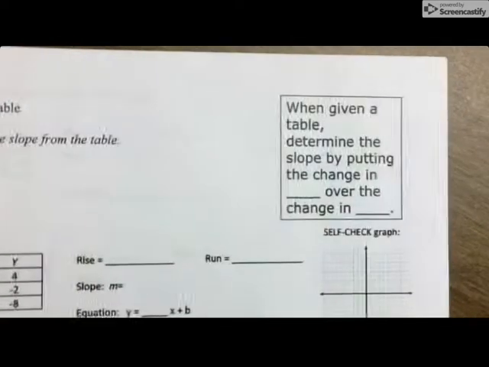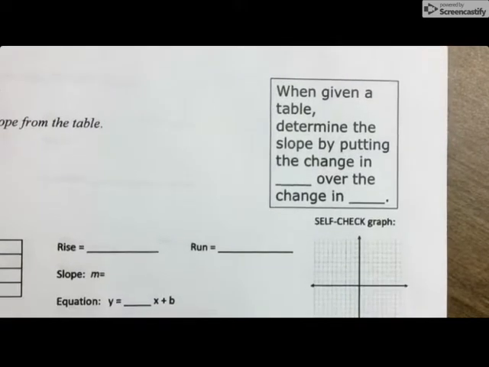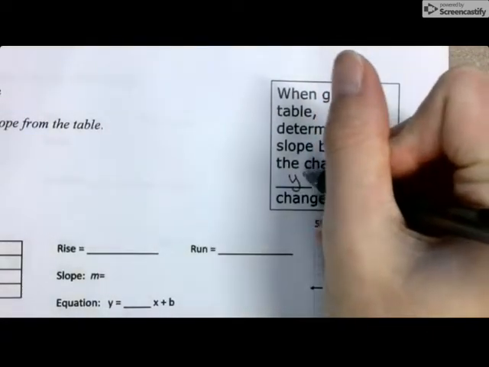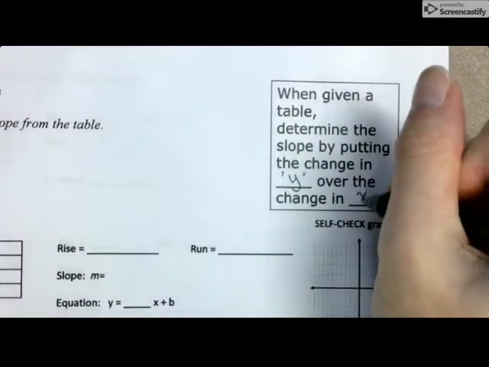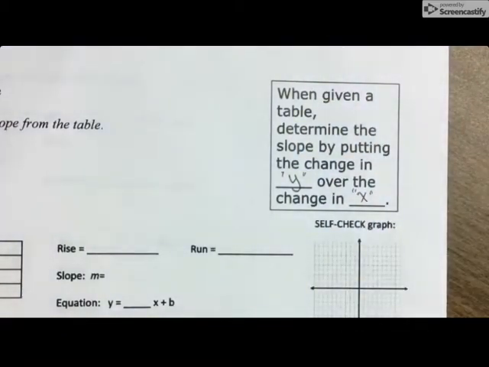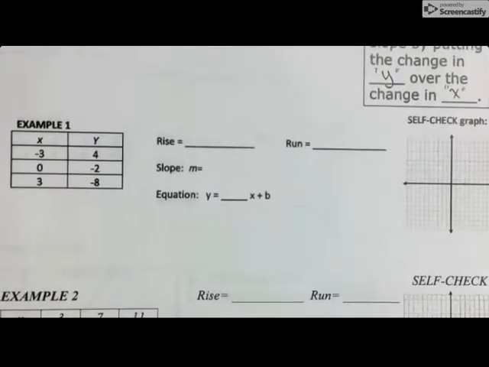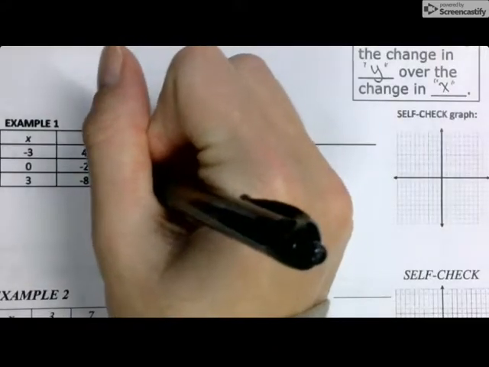So it says, when given a table, determine the slope by putting the change in y over the change in x. Change in y over the change in x, which is rise over run. Slope. I know, right?